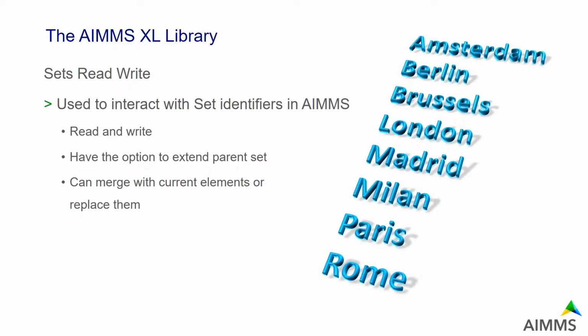When reading data from an Excel sheet into our AIMMS model, we have several options. One of them is that if we are reading into a subset and the elements that we are reading do not exist in the parent set, we have the option to extend the parent set with the new elements that we are reading.